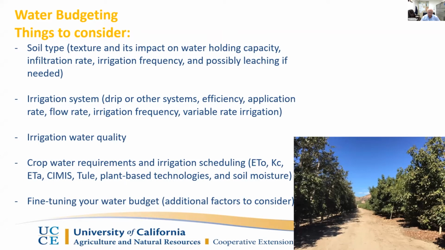There are new methods to determine actual water use. One of them is Tule. It's been around for a few years. We could use plant-based technologies, looking at plant moisture status and make decisions based on that. Or we can look at soil moisture and see if the soil is too dry and when it's time to irrigate. We want to do fine tuning of the water budget based on the technologies available to us and additional factors that we have in the field.